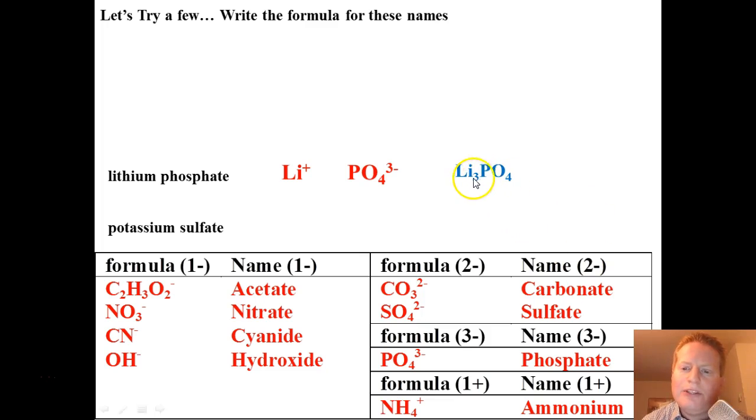We just have 3 lithiums. Phosphate does not change anything in it, right? We can't change that polyatomic ion. We can only get rid of its charge. Can't change anything as part of it. Okay.